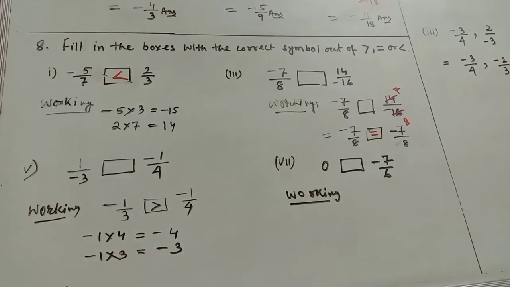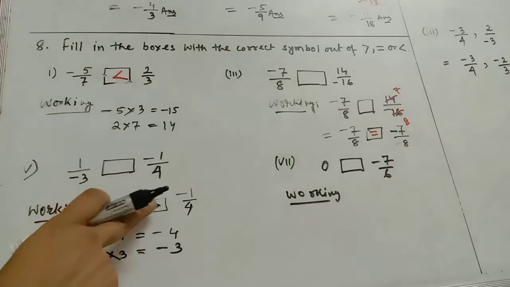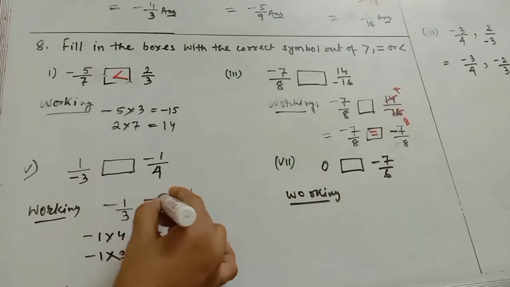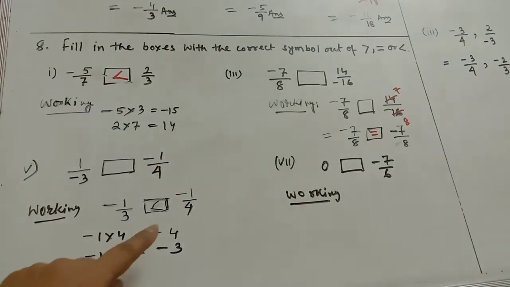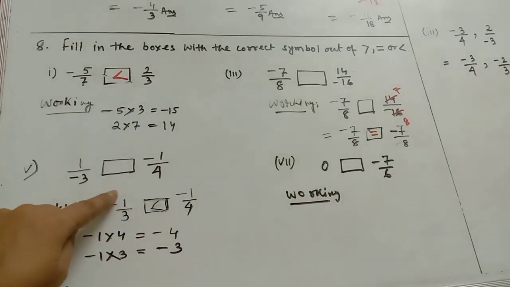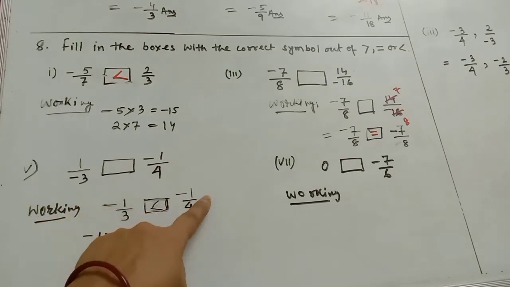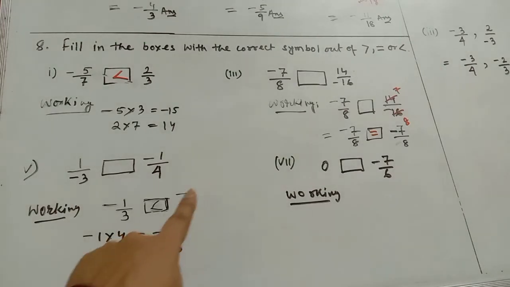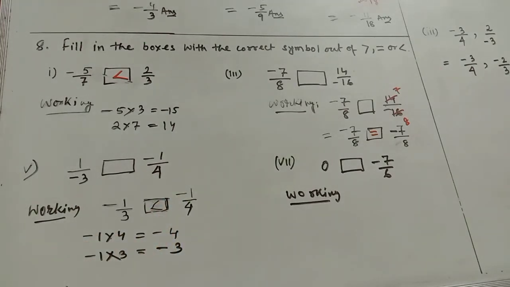Sorry, I have done it wrong. Minus 4 is for the first one. So the first one is minus 4 and the second one is minus 3. We all know that minus 3 is larger than minus 4. So that means this one is greater than this one. Come to the next number.